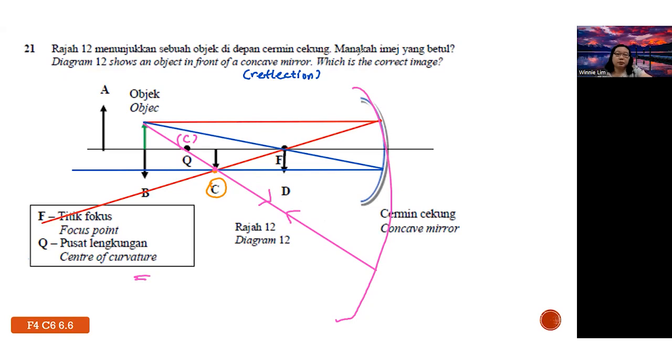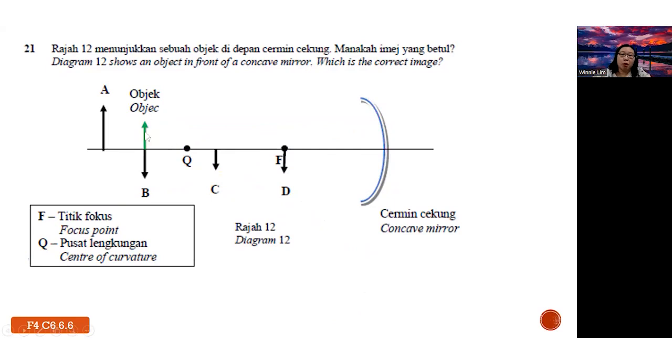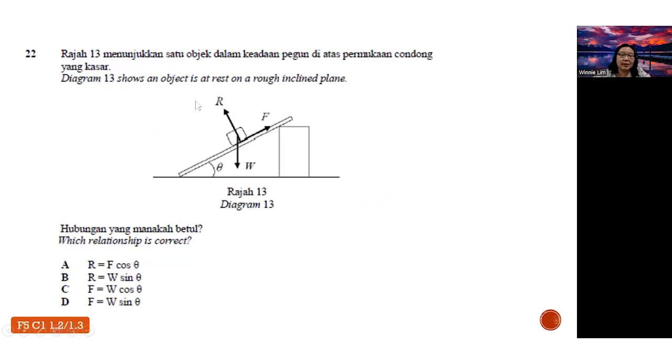Okay. Now we move on to the Form 5 topic. For objective questions, there are altogether 40. You see the allocation of questions for each form is more or less half like that. So now we are entering the Form 5 topic for question 22. Diagram 13 shows an object at rest on a rough inclined plane.